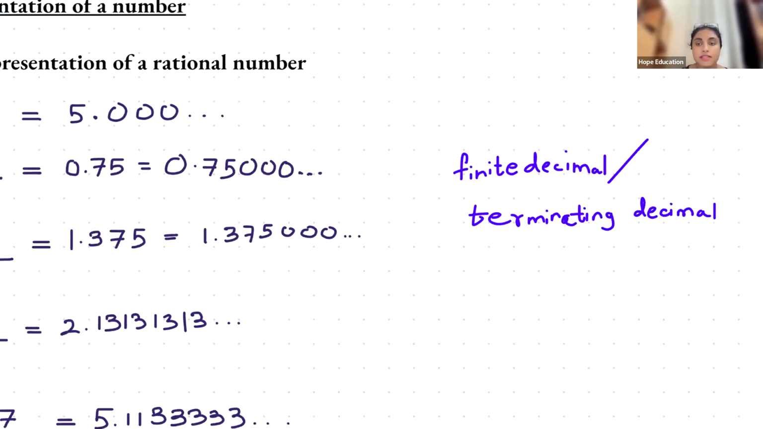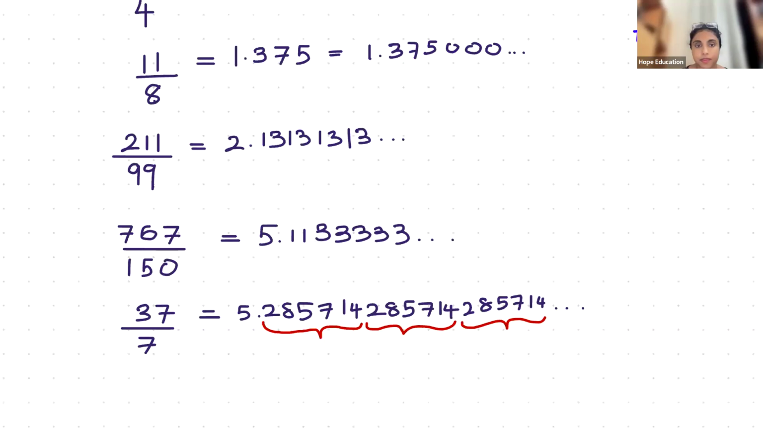However, if you look at these three, the decimals are never ending, no? They're going on and on and on. So they're never ending. We call them infinite. But they have a repeating pattern. Infinite, but there is a repeating pattern. So we call them recurring decimals. Infinite, but recurring. Right?